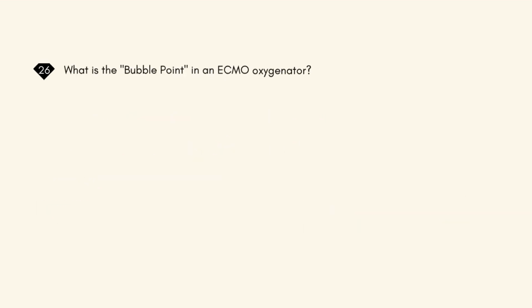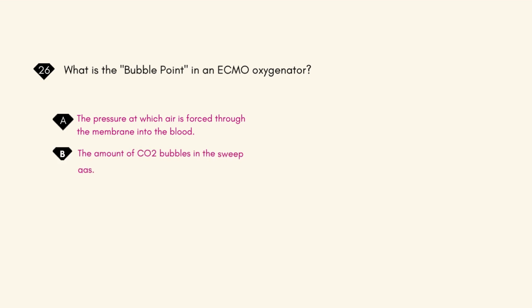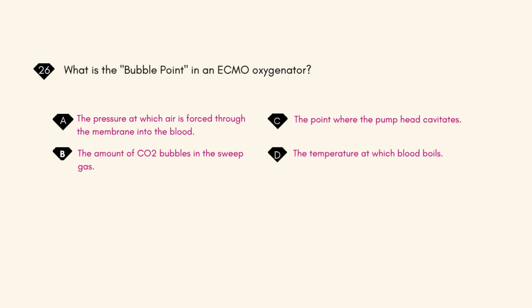What is the bubble point in an ECMO oxygenator? A. The pressure at which air is forced through the membrane into the blood. B. The amount of CO2 bubbles in the sweep gas. C. The point where the pump head cavitates. D. The temperature at which blood boils.